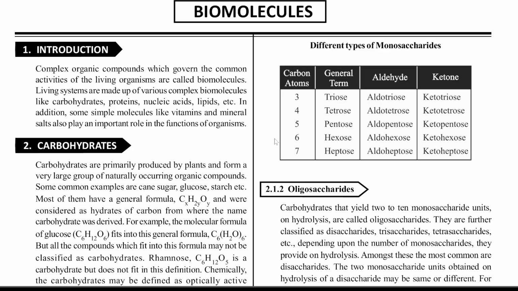Now, bio means living and molecules are substances which are made up of multiple atoms. Complex organic compounds which govern our day-to-day activities are known as biomolecules, such as carbohydrates, proteins, nucleic acids, lipids, etc. Vitamins are also included here, along with certain minerals which are essential for the functioning of our body. Biology students have learned it in detail in class 11th. We will continue in class 12th on the chemistry aspect of it.